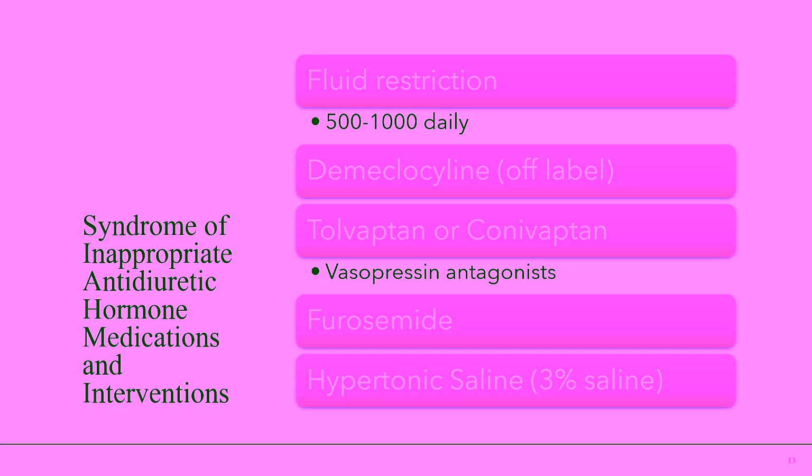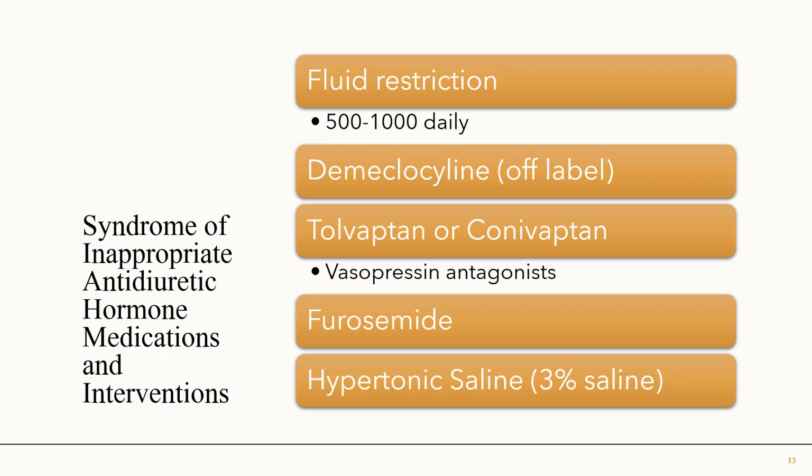Management of SIADH focuses on treating the underlying cause and restricting fluids to prevent further dilution of sodium. Fluid restriction is the top priority and is typically limited to 500 to 1,000 milliliters each day. Dimethylcycline, a tetracycline derivative, may be prescribed off-label for mild cases because it helps increase urine output and correct fluid and electrolyte imbalances. However, this should not be used in patients with impaired kidney function.